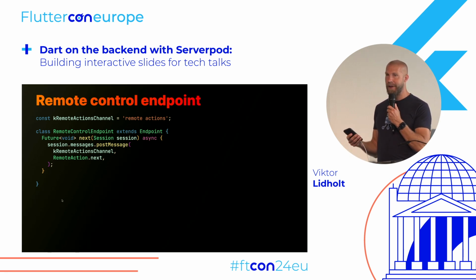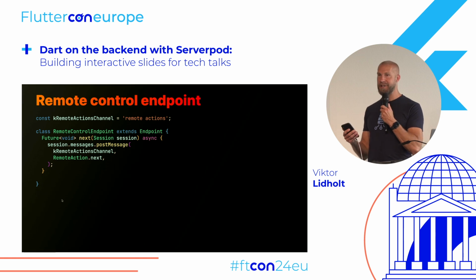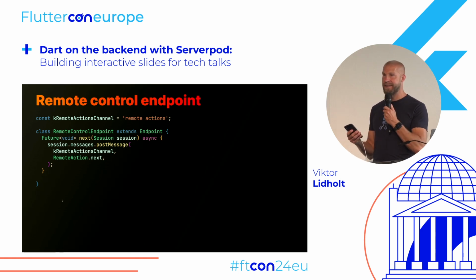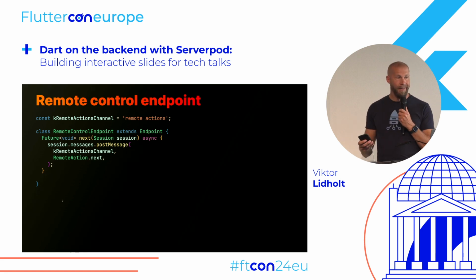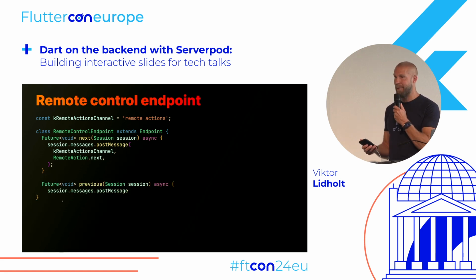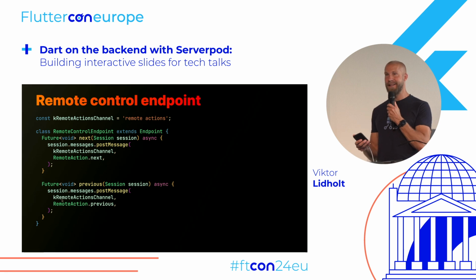So what we'll do, we have a channel that we call the remote actions, and then we just pass in the remote action next, which is the enum we made. Since we made it as a Serverpod model file, it will be serializable, so we can pass that to the client, internally in the server, or between servers. For completeness, we're also adding a previous method here that does exactly the same thing. It just goes to the previous slide, or sends the previous message on that channel.